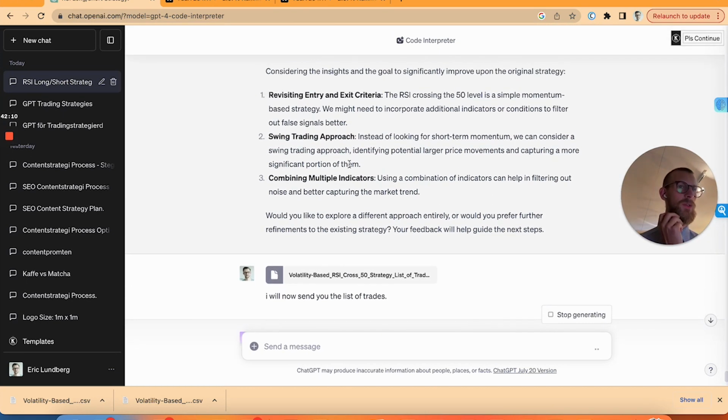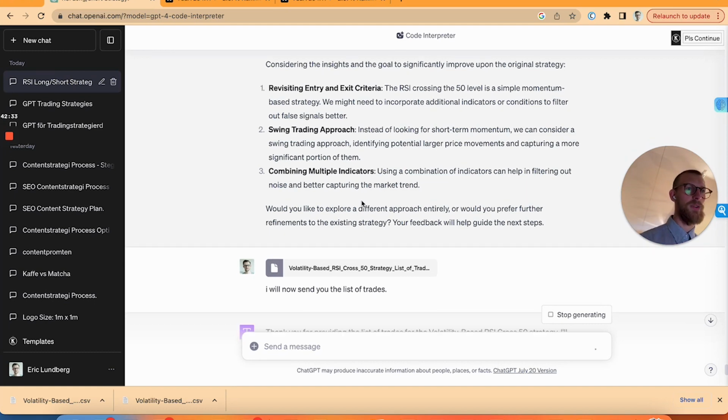So it wants to take a swing trading approach. Instead of looking for short-term momentum, we can consider a swing trading approach, identifying potential large price movements and capturing a more significant portion of them. Yes, that would be nice. Combining multiple indicators using combination of indicators can help filtering out noise and better capture the market trend.